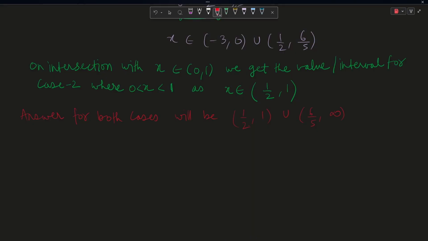But again, is it not the final answer? Because the domain part is still left with us. So to calculate the domain, we must say (4x plus 5) upon (6 minus 5x) is greater than 0, as the domain value must always be greater than 0. So again, changing the sign of the denominator, I can write it as (4x plus 5) upon (5x minus 6) less than 0, or I can write it in the form (x plus 5 by 4) upon (x minus 6 by 5) less than 0.